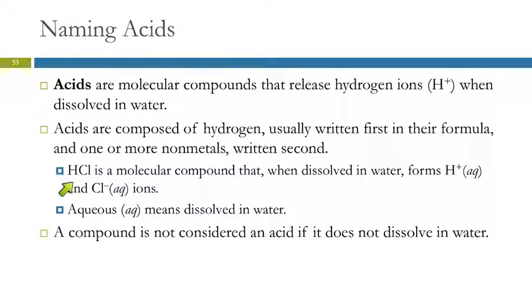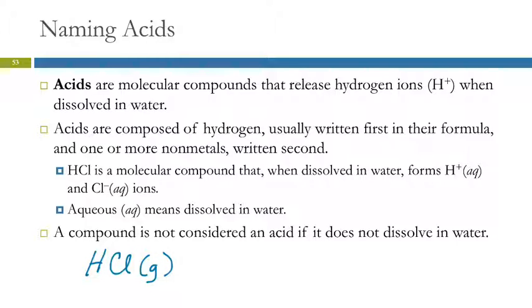So HCl, that's a molecular compound between two nonmetals. When you put it in water, it forms hydrogen ions and chloride ions. This AQ stands for aqueous and just means that it's dissolved in water. A compound is not considered or named as an acid if it is not dissolved in water. If the compound will not dissolve in water, you don't name it as an acid. So if HCl was in its pure form, which is a gas, if we see HCl in the gas state, that would be named as a molecular compound.